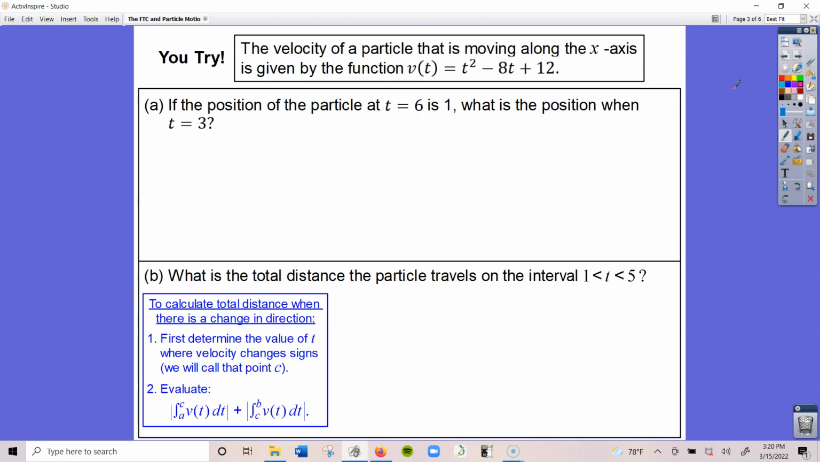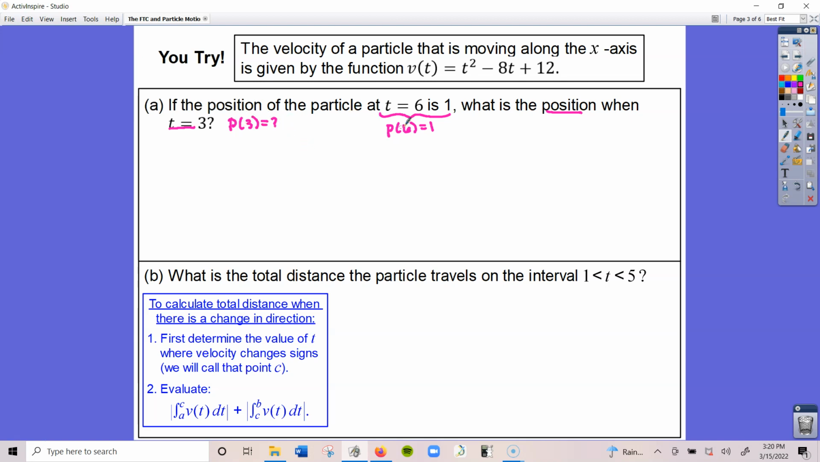Let's try a couple more. The velocity of a particle that is moving along the x-axis is given by the function v of t is equal to t squared minus 8t plus 12. If the position of the particle at t equal to 6 is 1, what is the position when t is equal to 3? So this is very similar to the question that we did previously. What this is telling me is that p of 6 is equal to 1. And what we're looking for is the value of p of 3.